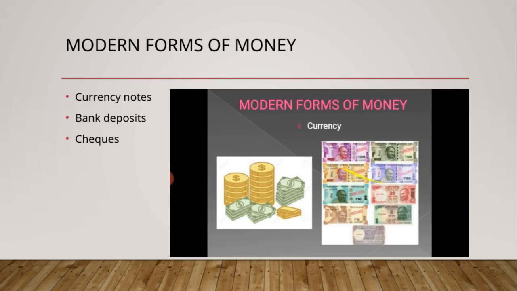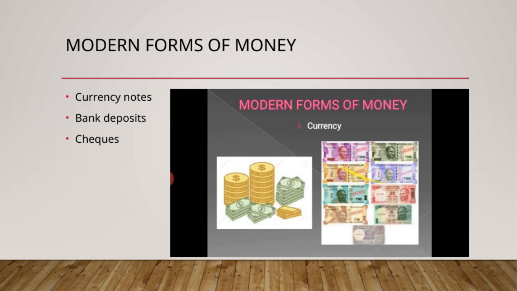Let's take a closer look at some of the modern forms of money that we use today. First, we have currency notes, which are the physical paper money issued by the central bank. These notes are tangible and easy to carry, making everyday transactions straightforward. Next, we have bank deposits. These are the funds stored in our bank accounts, which we can access through various means like ATMs, online banking, or tellers. Even though they're not physical cash, they represent a claim on the bank and are a very common form of money used in transactions.